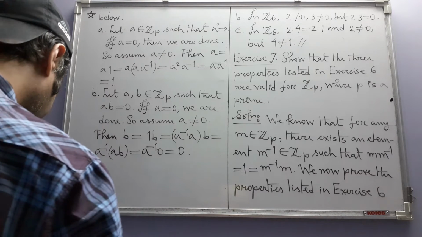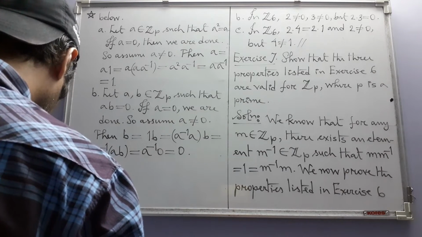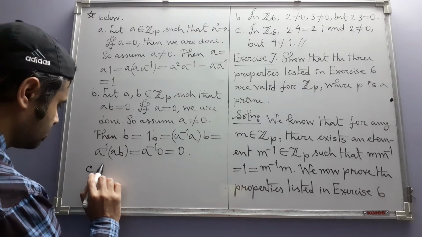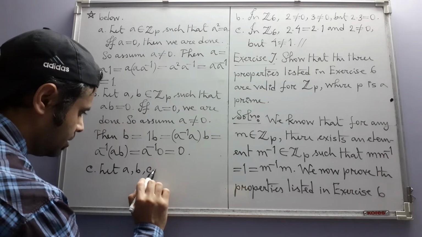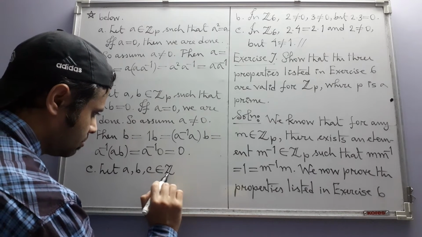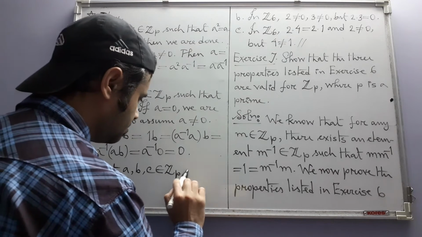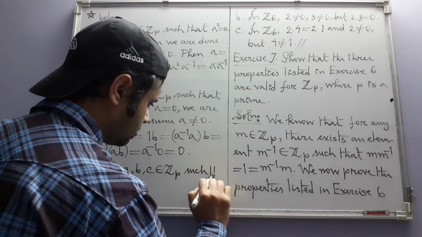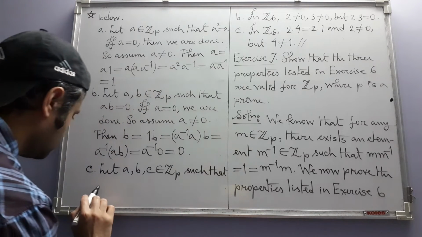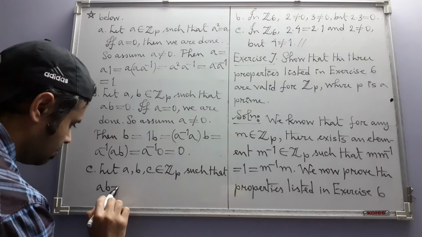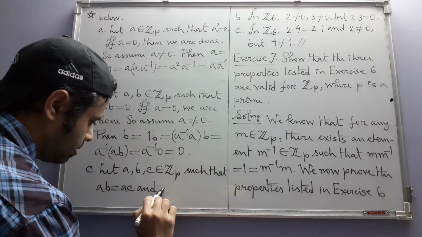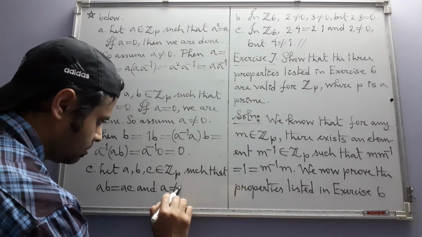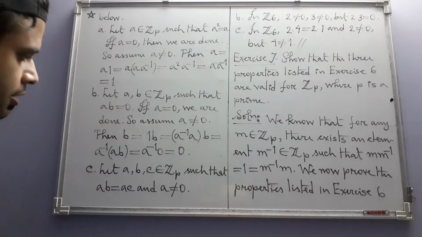And finally, in property C, we have this. Let A, B and C be 3 elements in Zp such that AB is equal to AC and A is not equal to 0.